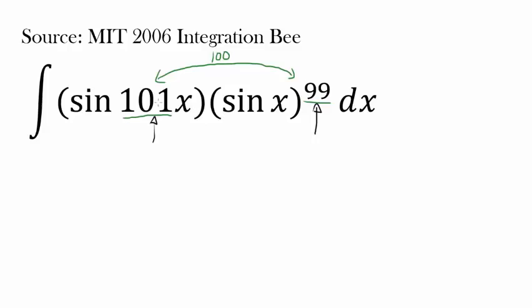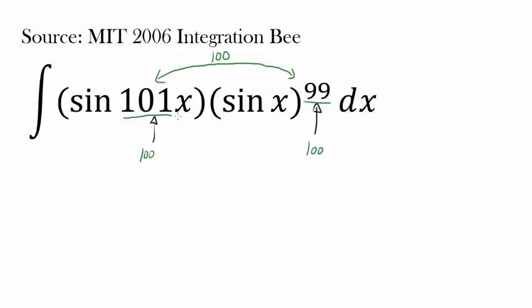So maybe we can change 101 to 100, and instead of 99, maybe change that to 100 somehow. Maybe it's going to be easier, because having the same numbers show up within the integration is usually a good sign. That usually leads us toward the path to victory, and victory being evaluating this integral.